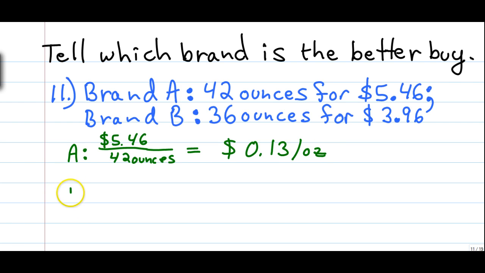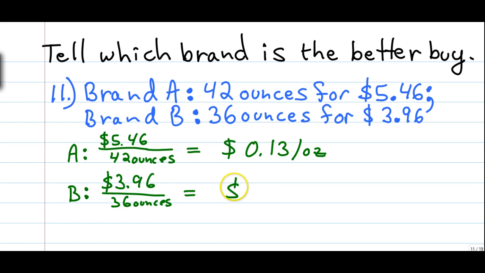Let's do the same for B. For B, we're told that we have 36 ounces for $3.96. So we're going to take that $3.96 and divide it by 36 ounces. This results in 11 cents per ounce. So in looking at both brands, brand B is going to cost less per ounce, only 11 cents per ounce. So brand B would be the better buy.